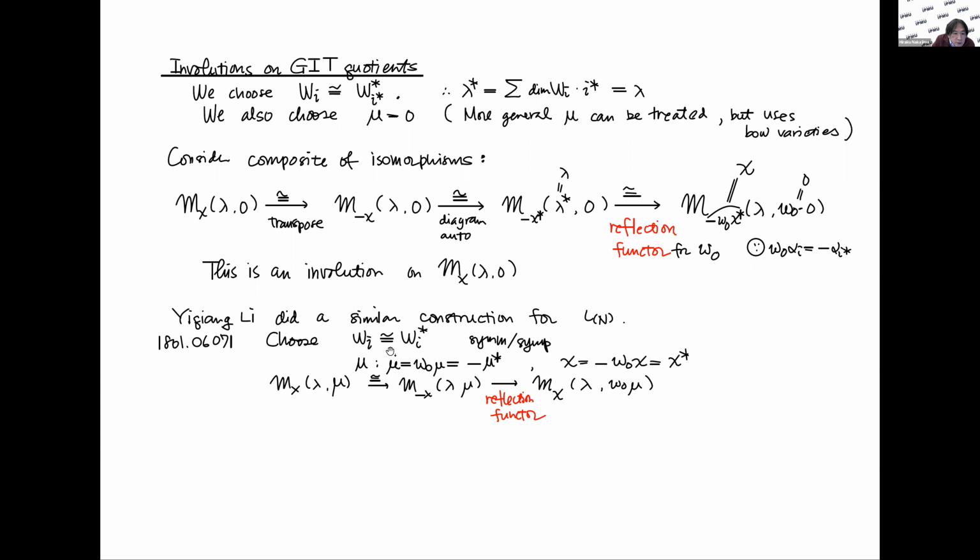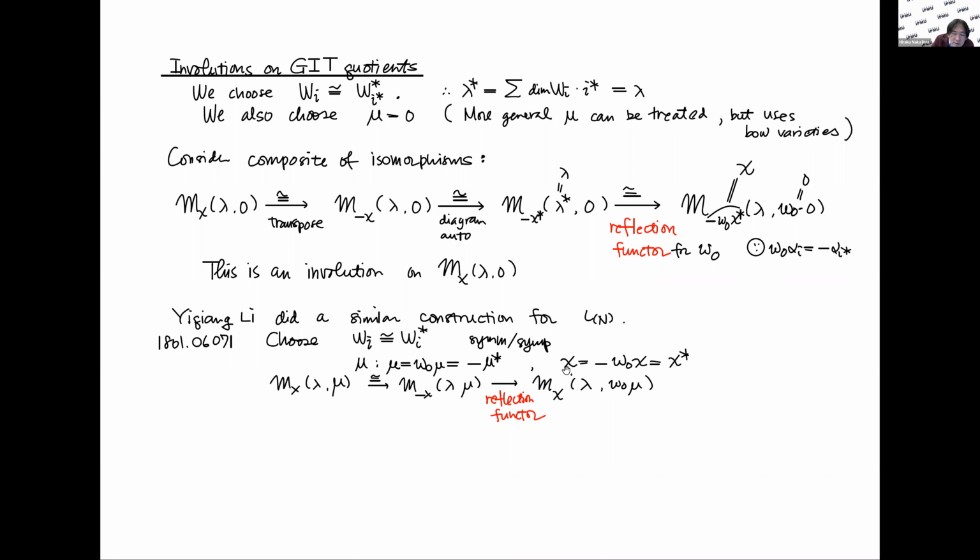So again, choose a symmetric or symplectic form on the same vector space, the same framework, same vertex. Then, like in this case, this lambda star you don't need to mind, but if you try to do the same kind of composition to come back to the original space, you need to impose this condition. Mu must be equal to double zero of mu, which is minus mu star. So you need this condition. And also you must impose that chi is also fixed by this diagram automorphism.